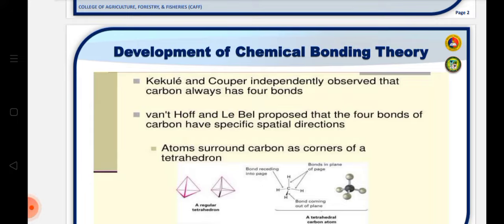Okay, so let's take a moment to understand how our knowledge of chemical bonding developed over time. This historical perspective helps us appreciate why molecular shapes matter in organic chemistry. So first, we have Kekule and Cooper, who independently observed that carbon always forms 4 bonds.